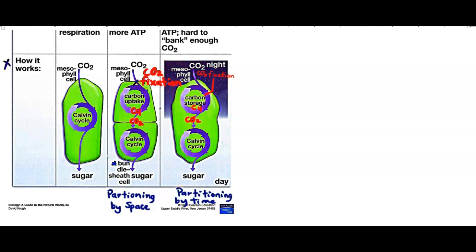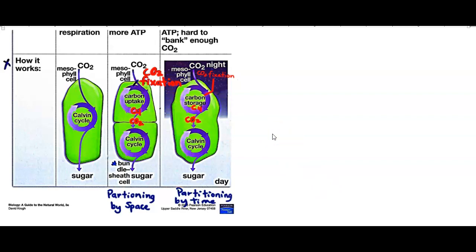So we're focusing right now on how it works. Carbon dioxide goes directly into the Calvin cycle in the mesophyll, mostly in the palisade, which has more than 80% of the chloroplasts, some in the spongy layer. Partitioning by space: carbon dioxide fixation is going to take place in the mesophyll, and then that C4 molecule goes into the bundle sheath. And the Calvin cycle is going to take place in the bundle sheath. That is called partitioning by space.